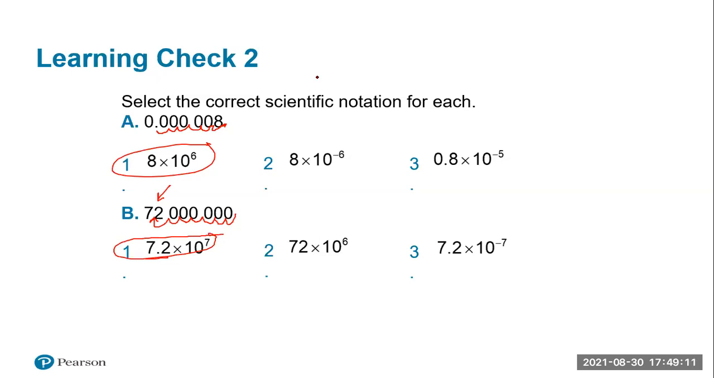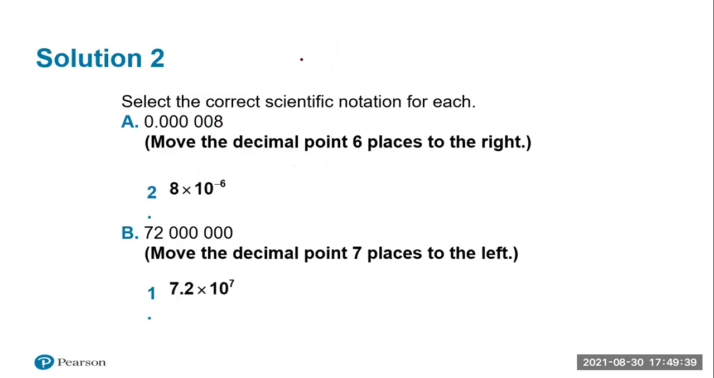If we were going to punch that into our calculator, the top one, for example, we hit 8, then we hit the exponent button, and then we hit 6. That's all you would hit there. It may look something like this on your calculator, but this is the proper way to punch that into your calculator. Any questions on scientific notation there? Okay.